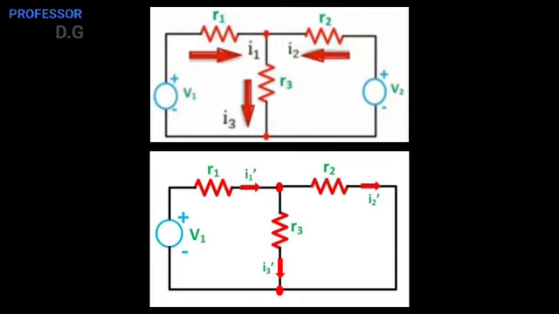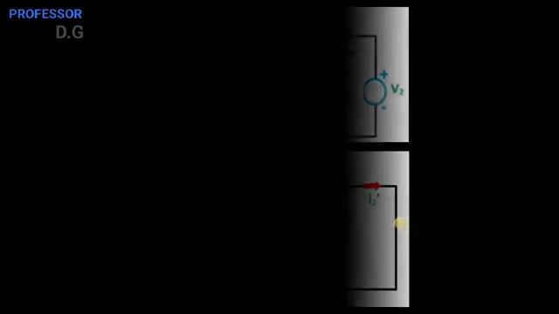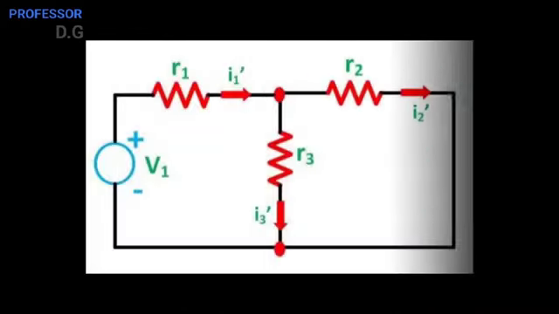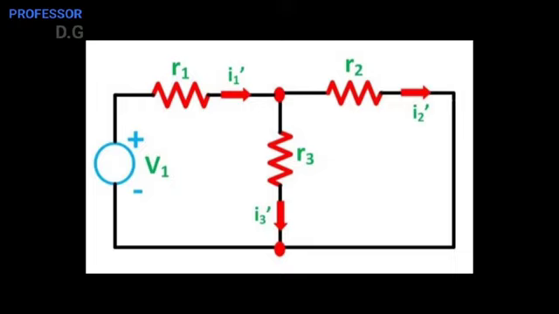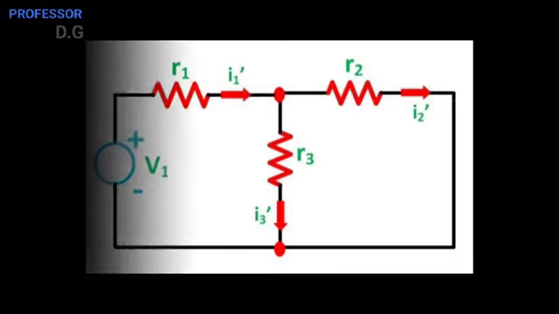At that time, the V2 voltage source will be eliminated from the circuit or it will be replaced by its internal resistance, or by short circuiting that branch. Later on we will discuss why short circuiting is used here. Anyway, for the first case, the V1 voltage source has been considered and we have to redraw the circuit and mention the currents accordingly.